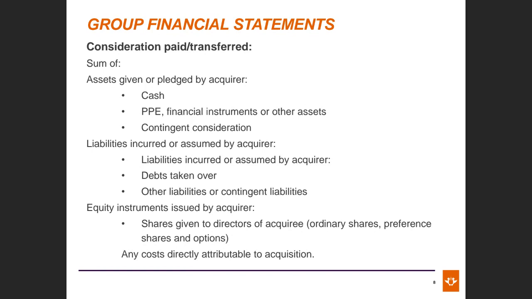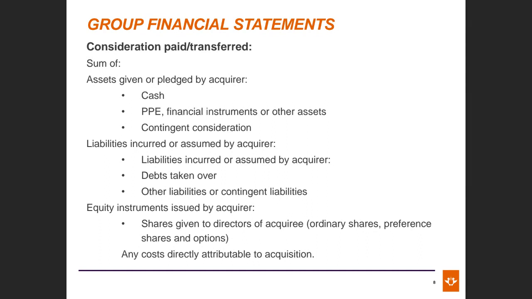Also, the acquirer can assume liabilities as part of the consideration paid. So the acquirer may assume liabilities that belong to the acquiree. It may decide to take over debts and pay debts on behalf of the acquiree. There could also be other liabilities or contingent liabilities that it is going to take responsibility for.